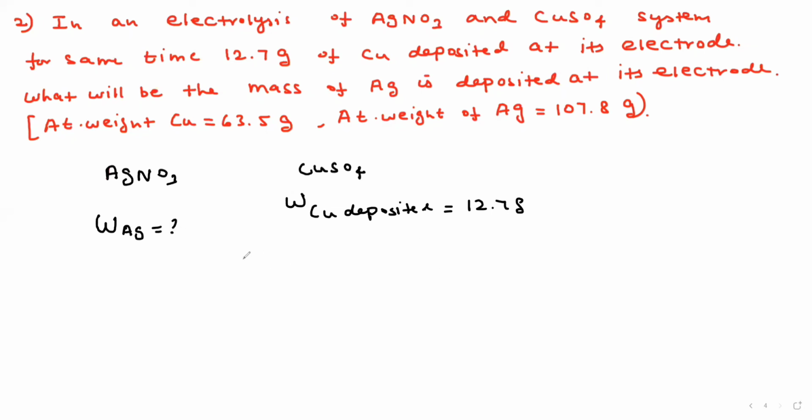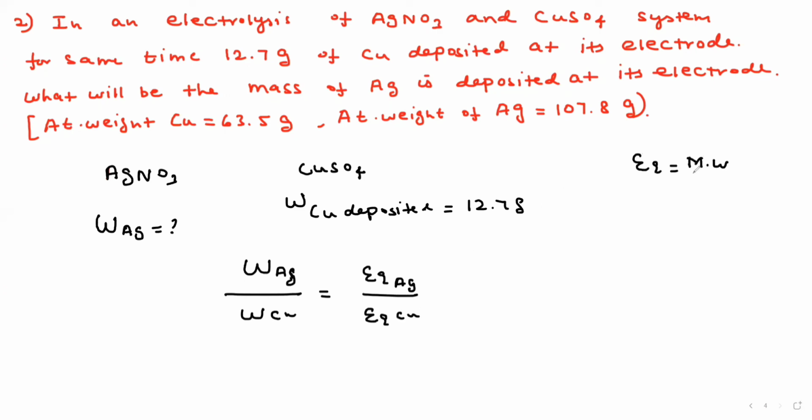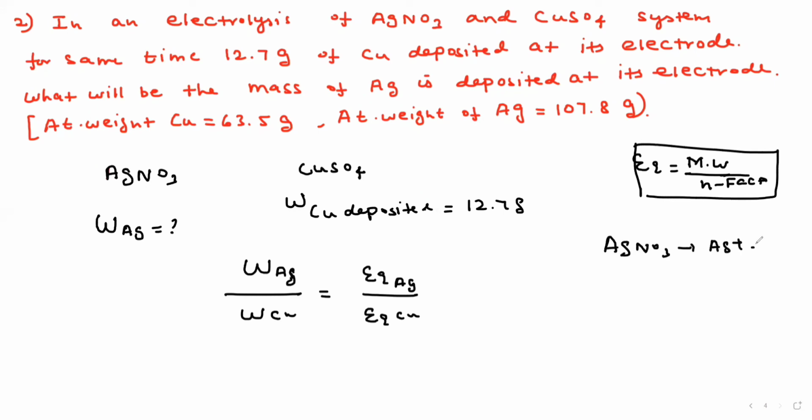Then what is the formula we know, right? Weight of Ag by weight of copper is equal to equivalent weight of Ag by equivalent weight of copper. Now what is the equivalent weight? Molecular weight by N factor. In AgNO3, very important, what is the oxidation state of silver here? Ag plus, NO3 minus, right? Therefore, the charge is plus 1, so the N factor is equal to 1. Sometimes they call it Z factor. You can use N, because Z would confuse you with the electrochemical equivalent.